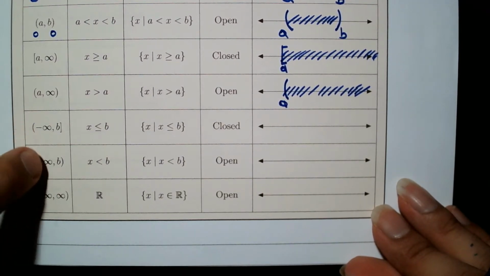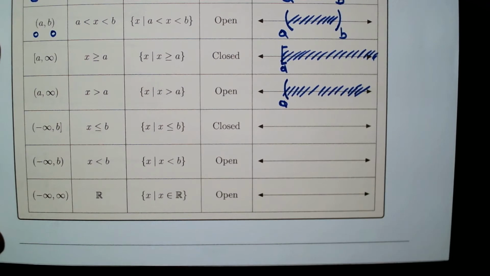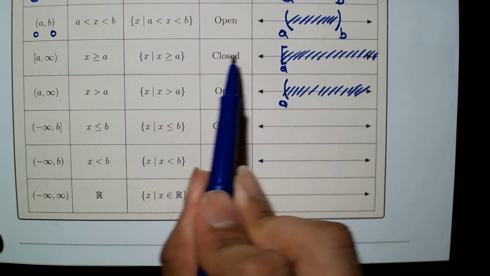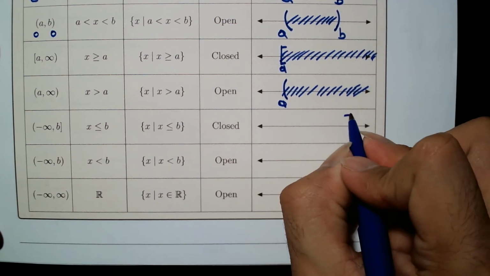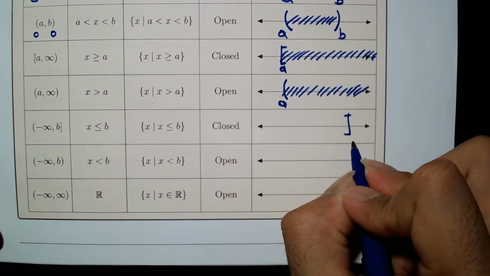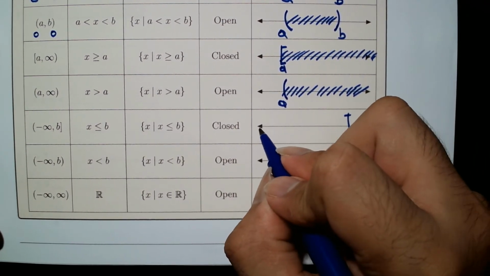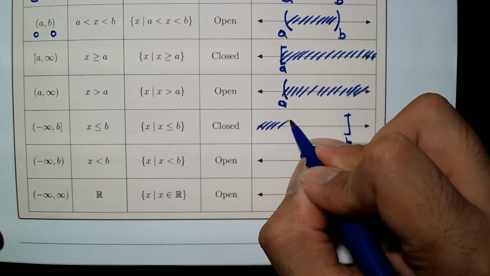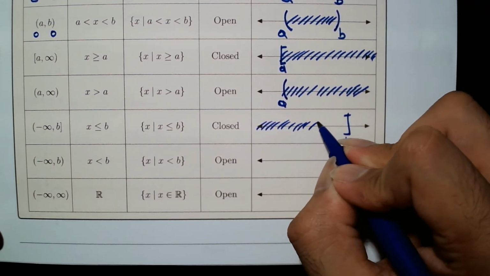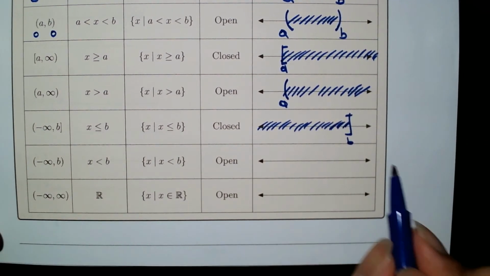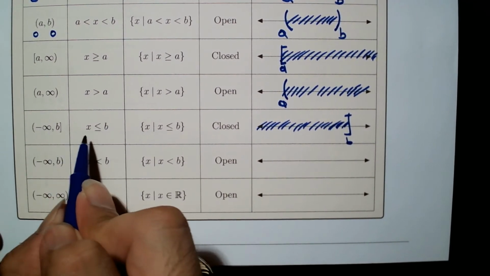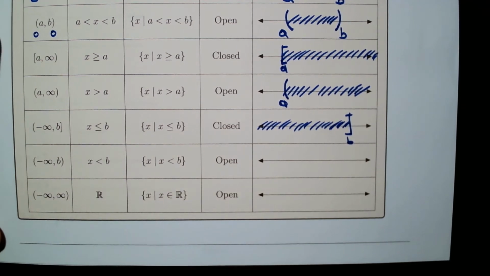The next two cases are pretty much the same as the previous two, except that they go in the other direction. It's coming this time from negative infinity and stops at a quantity B, including the endpoint B.